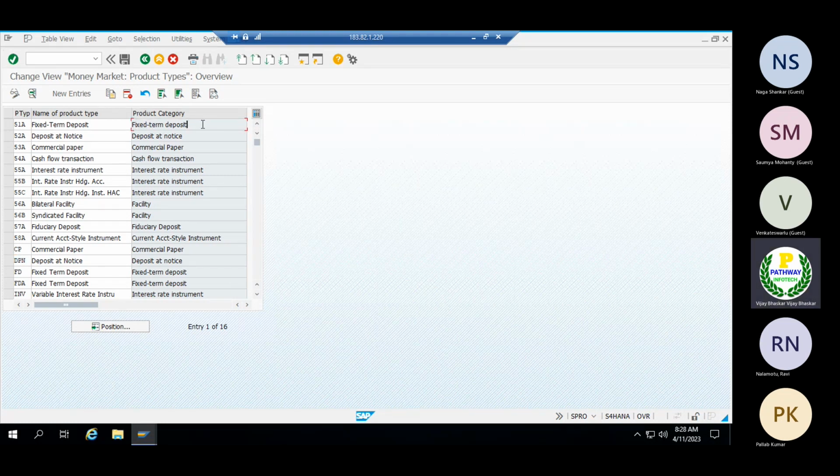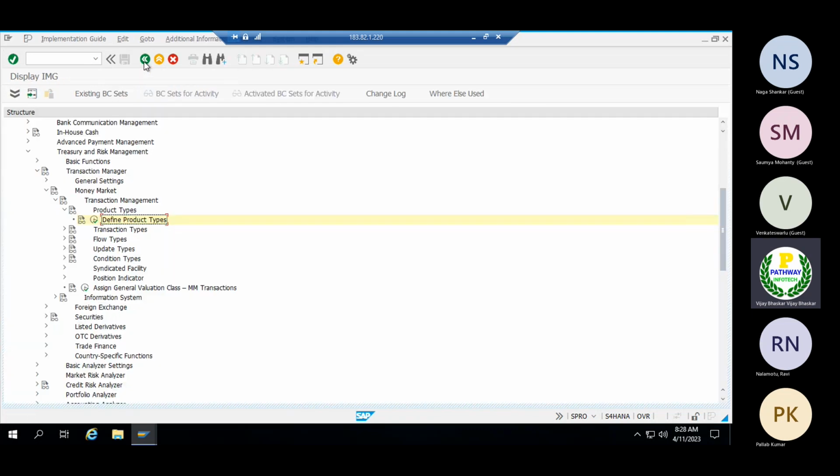In case you are not familiar and, even after trying multiple times, the system is throwing an error, then you can copy the product and just change the name. But my suggestion would be, do not even use the copy option. Tomorrow onwards we will start the discussion of the money market. We will discuss one by one: product type, transaction type, transaction category, flow type, update types. Everything we will discuss one by one.